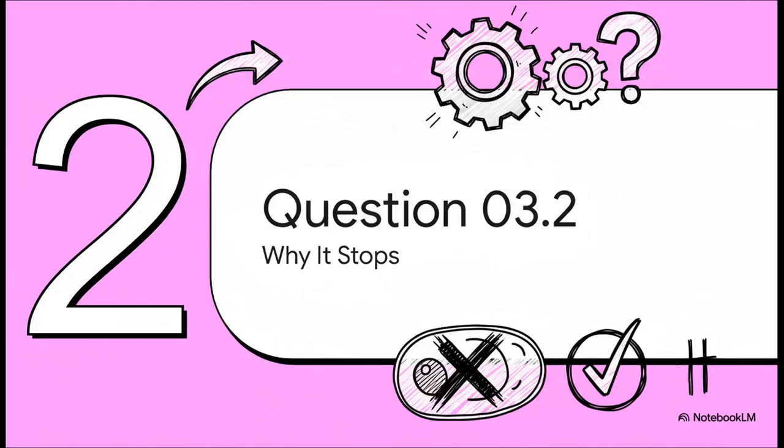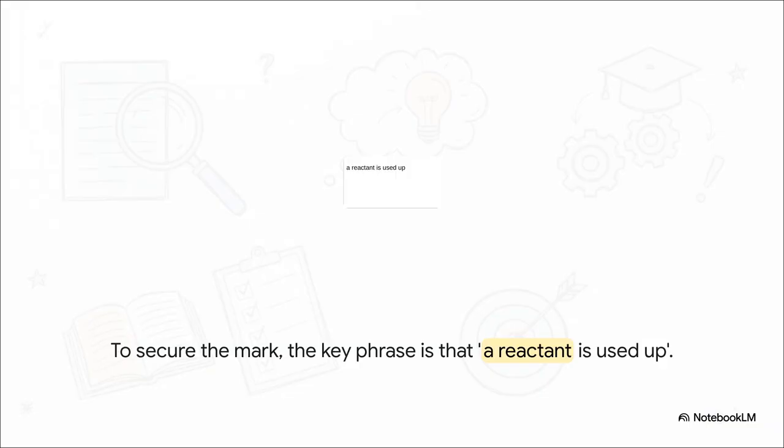All right, let's move on to the next one, question 3.2. This part asks why the reaction in a cell stops working. Again, just for 1 mark. Okay, this right here, this is the gold standard answer. The most direct, perfect phrase the examiner wants to see is a reactant is used up. If you write that down, you are guaranteed the mark. It just shows how critical those specific keywords can be.